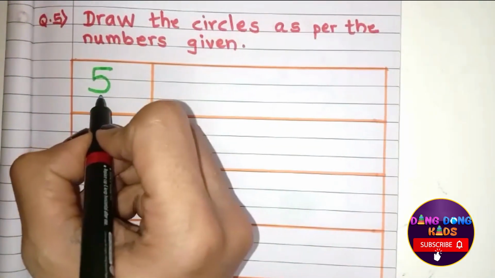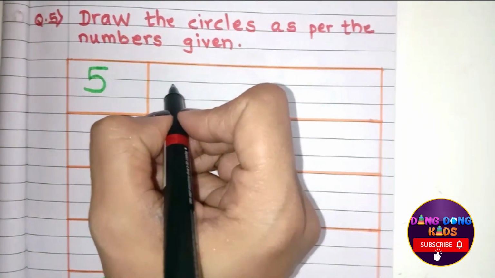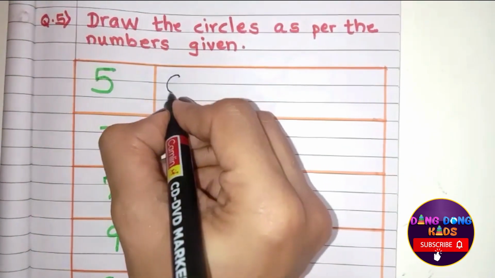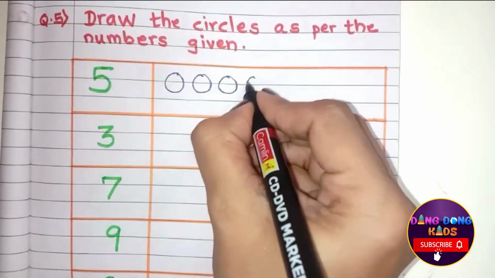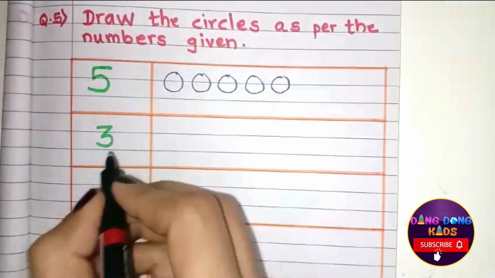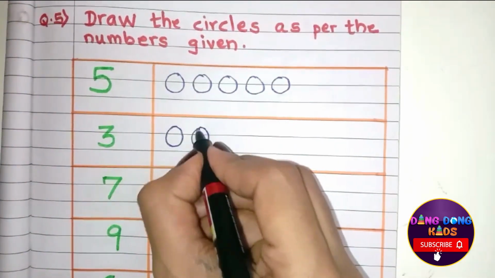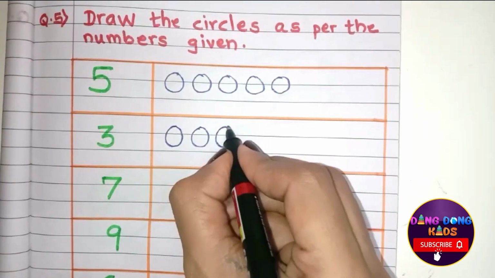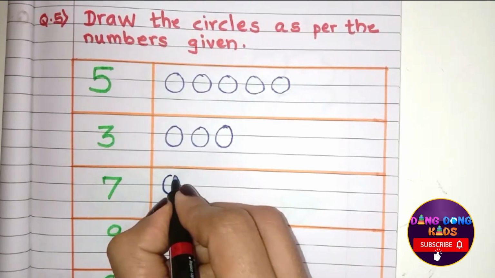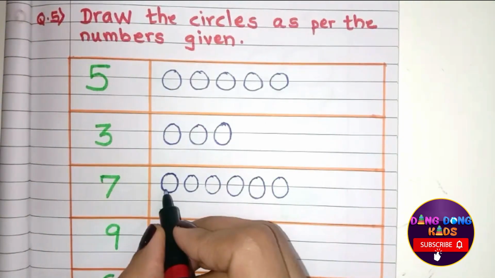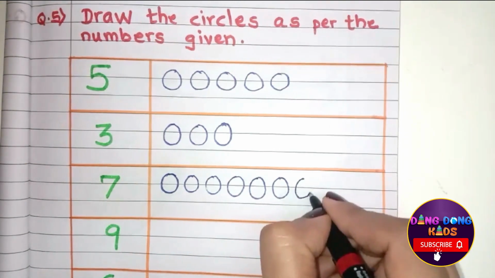First one is number 5. Let's draw 5 circles. 1, 2, 3, 4, 5. Next, number 3. Draw 3 circles. 1, 2, 3. Next is number 7. Draw 7 circles. 1, 2, 3, 4, 5, 6, 7.